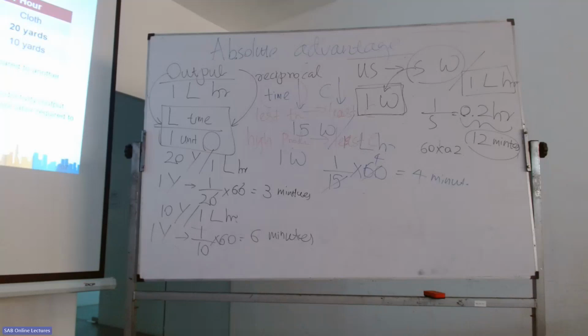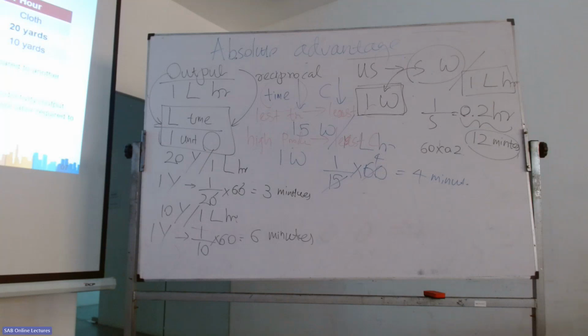When the output per labor hour is about productivity. Productivity is simply output divided by input. Here the input is labor hour, so output per labor hour is simply the productivity. So when productivity is high, cost is low.